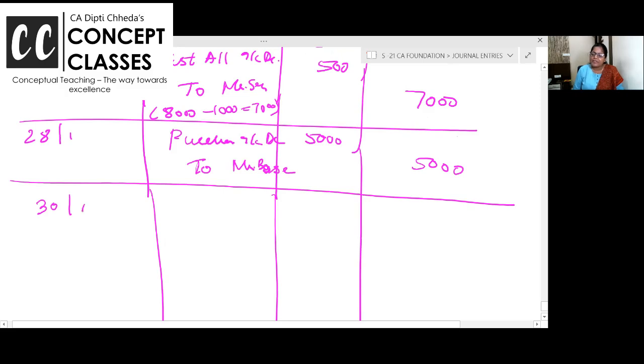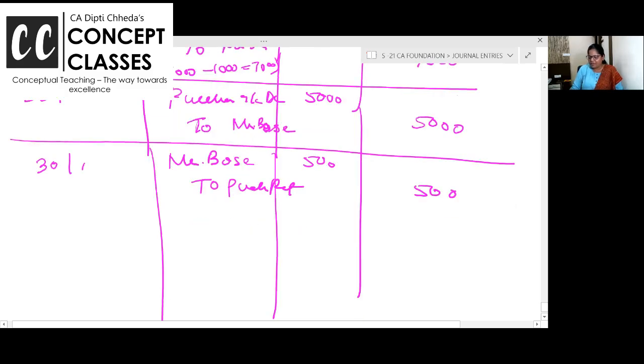30th of January, return the goods to Bose, 500. Mr. Bose debit, 500. To purchase return. See, now these are repeated entries.